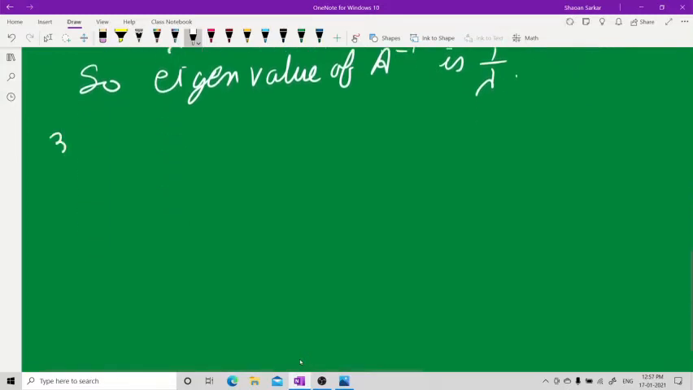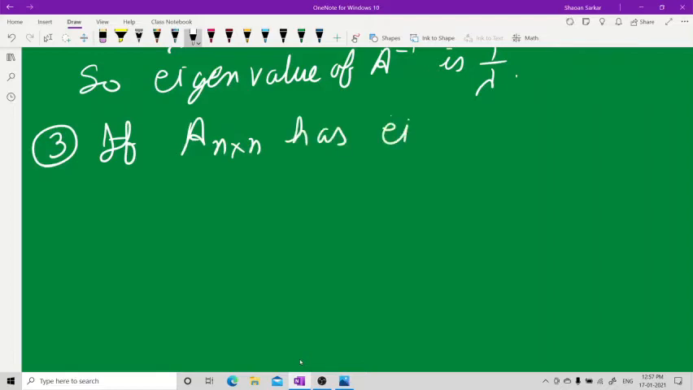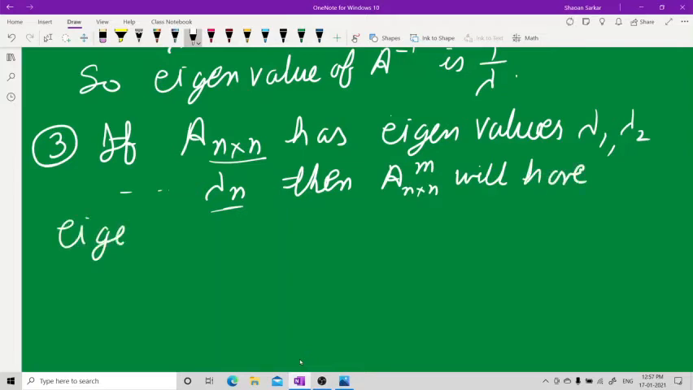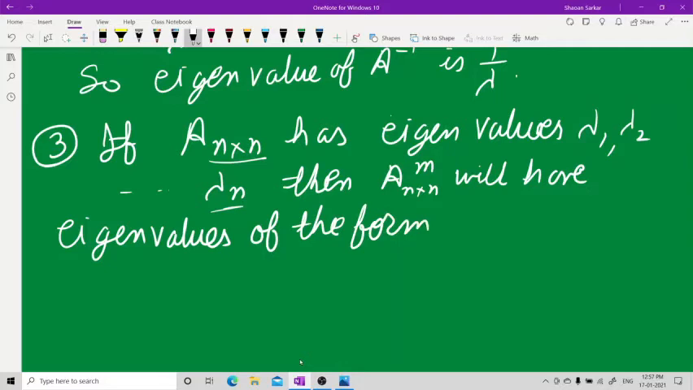Now the third property is that if A is n cross n, of course a square matrix, and has eigenvalues lambda 1, lambda 2, and so forth up to lambda n, because this is an n cross n matrix, then A to the power of m, which is also n cross n, will have eigenvalues of the form lambda 1 to the power of m, lambda 2 to the power of m, and so forth, lambda n to the power of m.